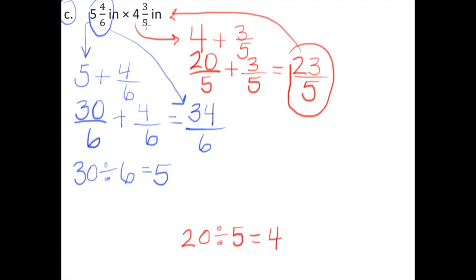Let's go ahead and now collect both of our improper fractions, and we just have to multiply, and life is going to be good. So now we have 34/6 times 23/5.